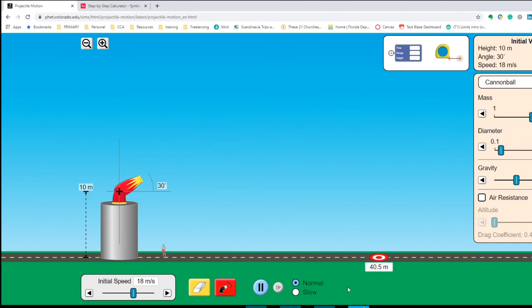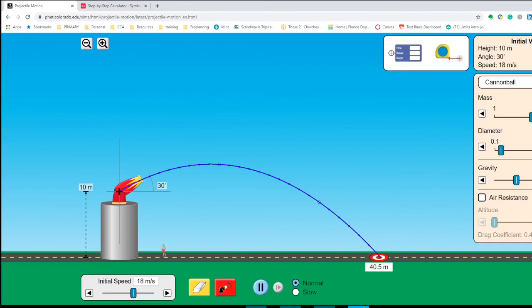40.5. All right. And if we did our math right, I'm a little nervous. Not because I don't trust physics, but because I don't trust my own math skills sometimes. But here we go. Ready? Bam. Oh, look at that. Right in the bullseye. Excellent. So that's your assignment.